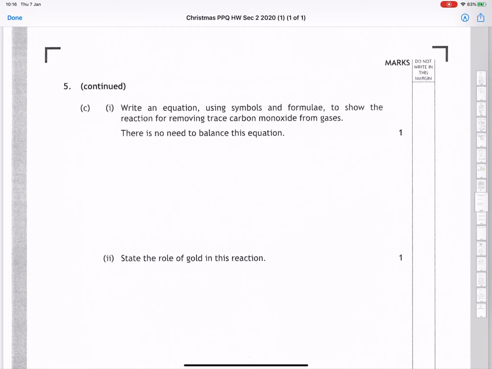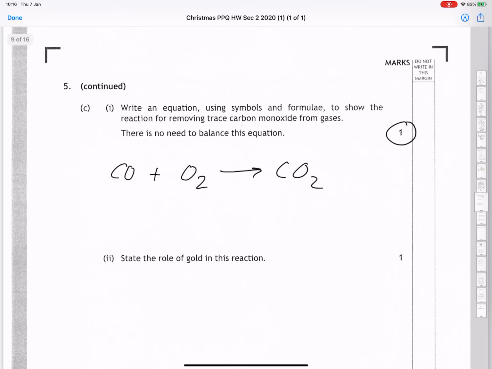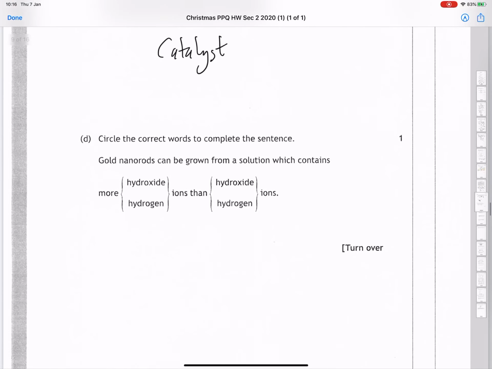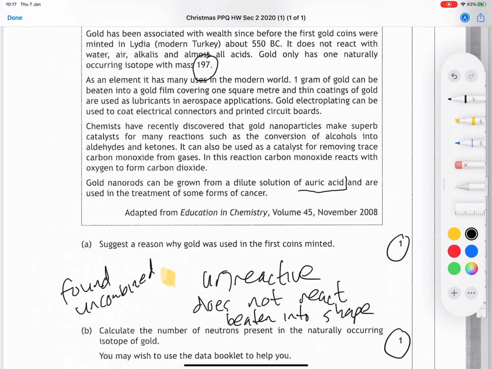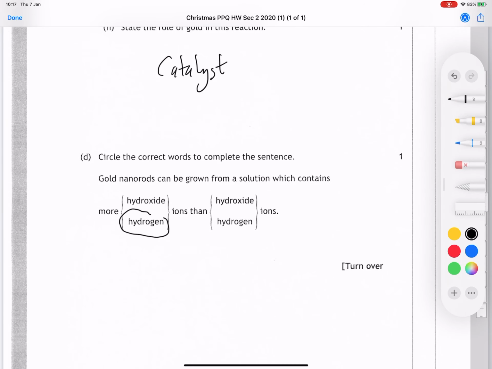Write an equation using symbols to show the reaction for trace carbon monoxide from gases, and it told you from the passage: carbon monoxide plus oxygen gives you carbon dioxide. 1 mark. The purpose of the gold in this whole reaction is a catalyst. That's why it sits here on the arrow. And gold nanorods. It says gold nanorods come from a dilute solution of auric acid. So if something is acidic, then it has more hydrogen ions than hydroxide ions. You needed both of those to get the 1 mark.